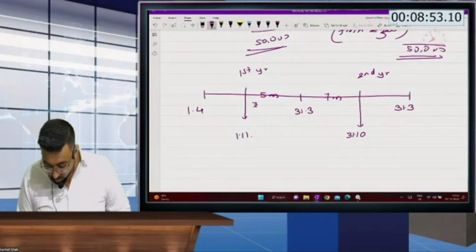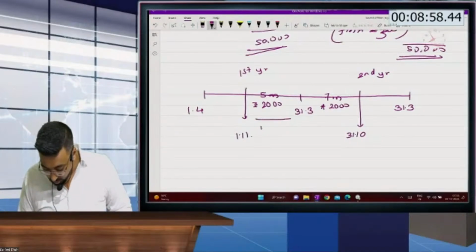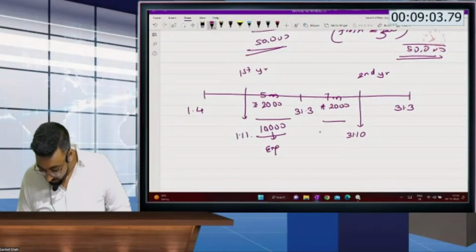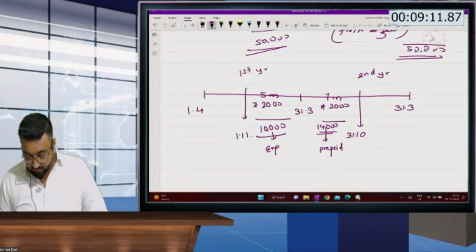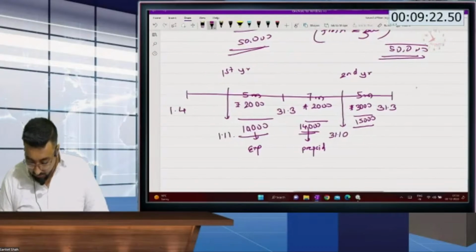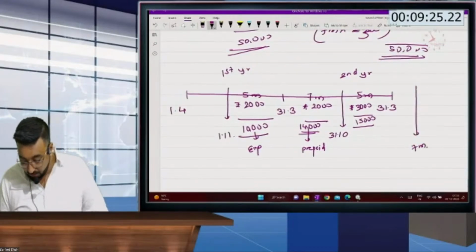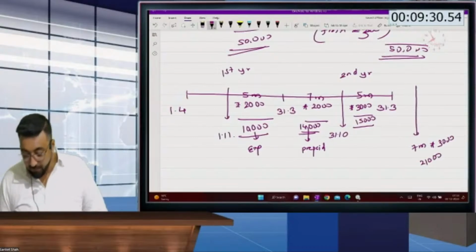So 5 months into rupees 2,000 per month. So beta 10,000 is expenditure and 14,000 is of next year. So this is prepaid. Correct? Now again 5 months, 3,000, 15,000 is expenditure. And this 7 months which you paid for the next year, 21,000 is prepaid for second year.